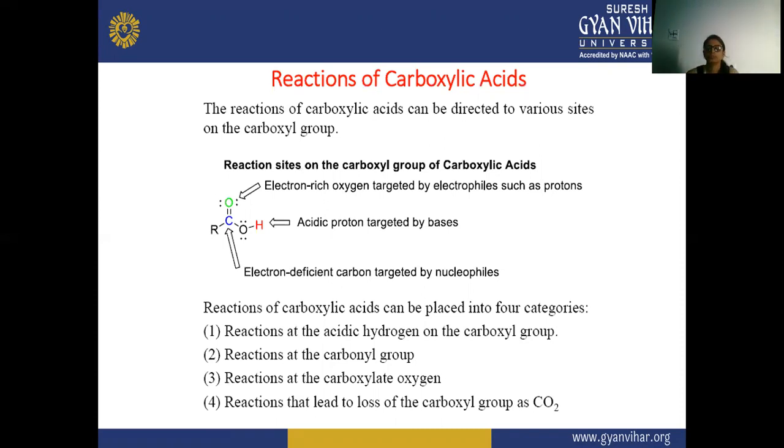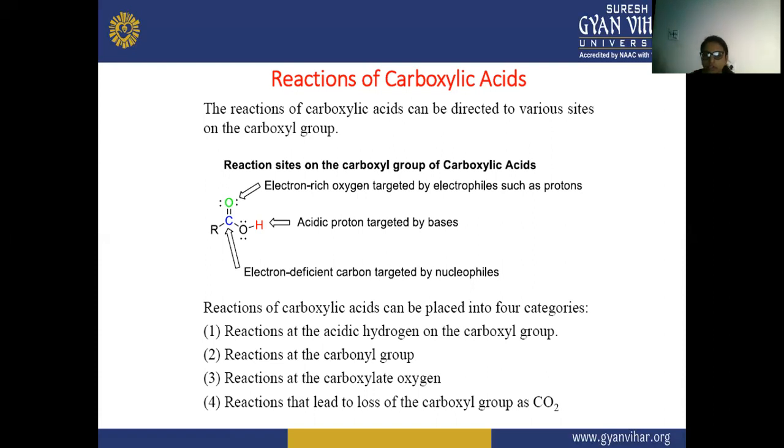Secondly, the acidic proton is targeted by the bases. Thirdly, it is an electron deficient carbon targeted by the nucleophile. So here, the nucleophile will attack this electron deficient carbon because it will have the positive charge on it. Then this oxygen will withdraw the electron from this carbon. So this electron deficient carbon will be targeted by the nucleophile.